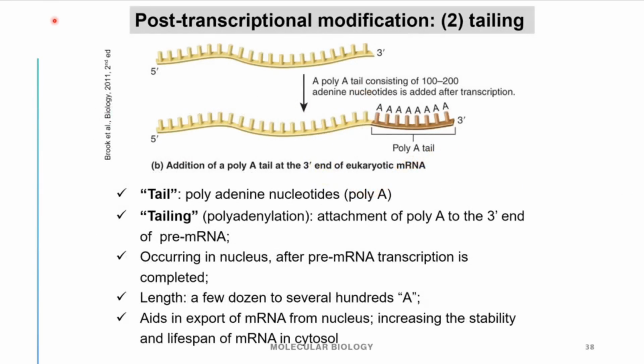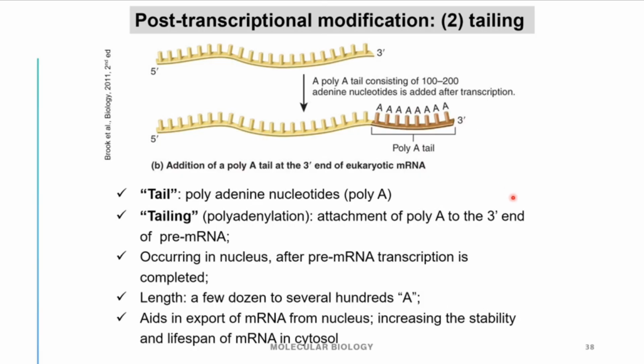Next is the addition of the poly-A tail. The poly-A tail is basically a string of A's, adenine nucleotides, which are added to the 3' end of the mRNA. This again occurs inside the cell nucleus after the pre-mRNA transcription has completed. This is the region where we have the AAUAAA sequence, and beyond that sequence we have the addition of the poly-A tail.